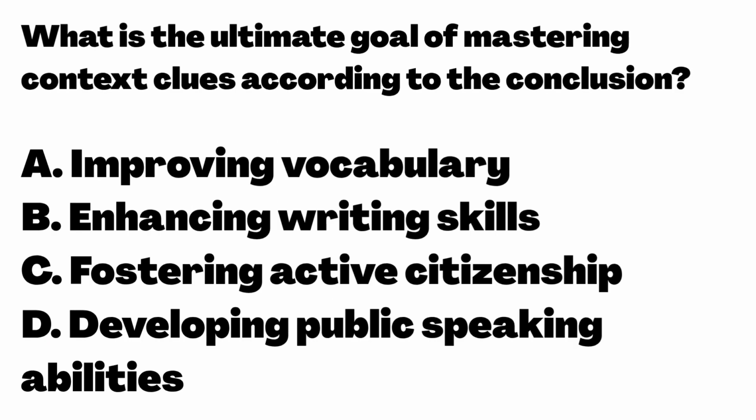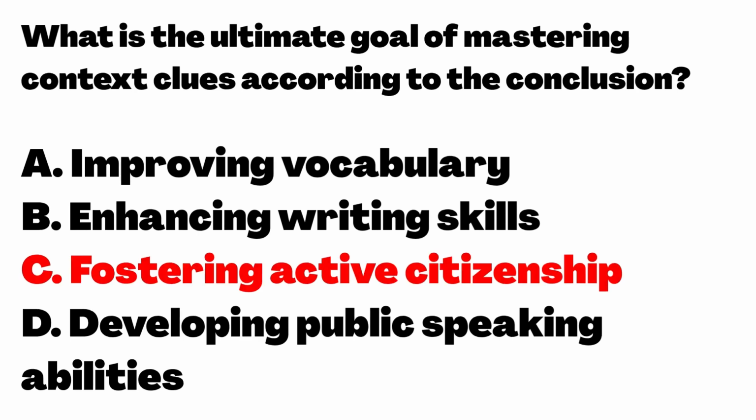What is the ultimate goal of mastering context clues according to the conclusion? A. Improving vocabulary. B. Enhancing writing skills. C. Fostering active citizenship. D. Developing public speaking abilities. The correct response is C. Fostering active citizenship.